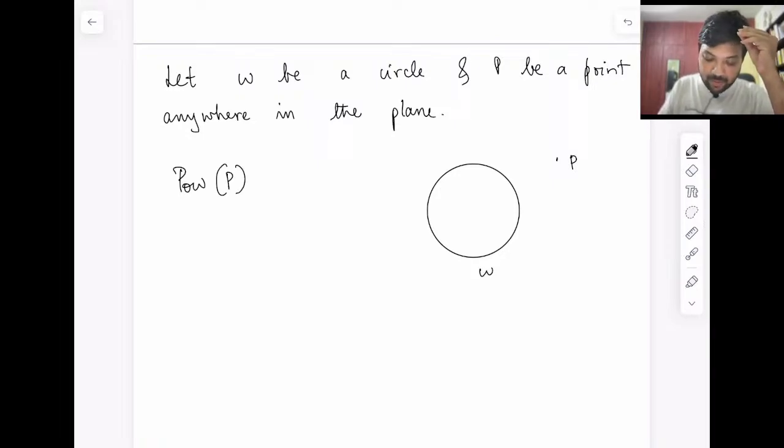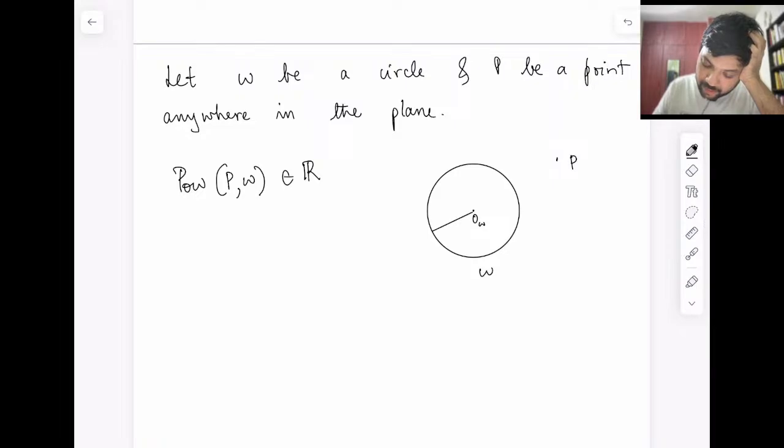Associated to this pair, point P and omega, we associate a number, this power. Power is a number. Okay, power is a number, real number. What is this real number? Well, we can say this in a variety of ways, but one way to say it directly so that it looks clearly a property of P and omega is just to take the center of omega and you take the radius of omega, okay, radius of the circle omega. Then I can define what power of P omega is in terms of those two.